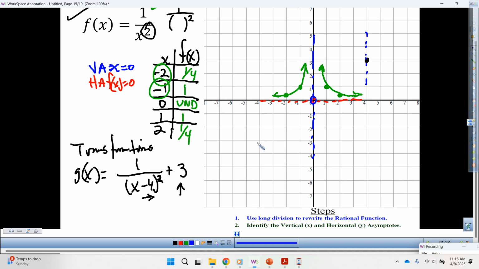asymptotes first, and now we just need the graphs. So from the center of the asymptotes, 1 to the left, 1 up, 1 to the right, 1 up, and that would be my transformation.